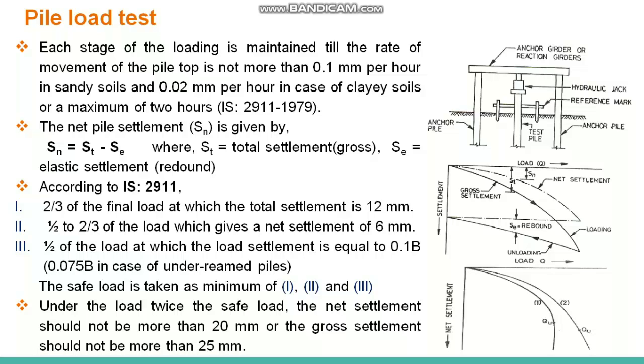In the figure you can see there are two net settlement curves according to different soil conditions. For the second condition, the curve is going smoothly and increasing. When the load is increasing, the net settlement is increasing. But for the first case, at a certain point when the load is increasing, the net settlement is not increasing, and we can say there is a sharp curve. So it depends on the type of soil. According to that, you will get the net settlement curve.